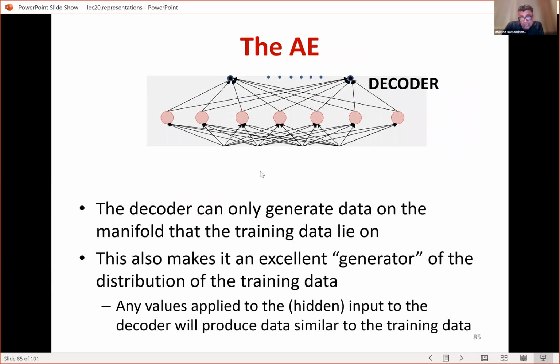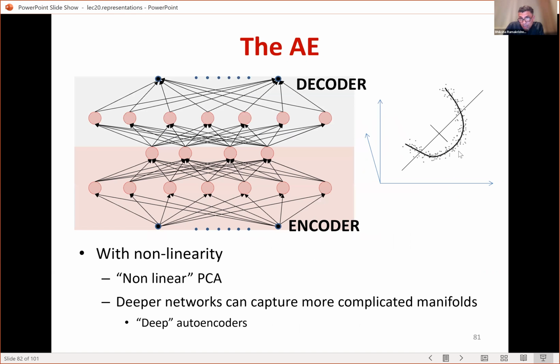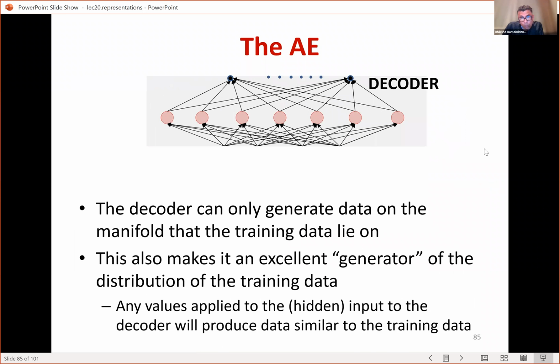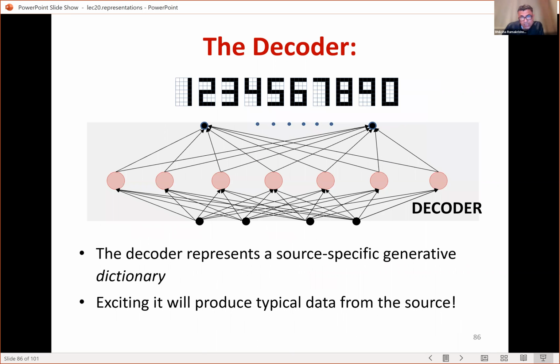And now, when it's properly trained, the decoder can only generate data on the manifold that the training data lie on. And so this also makes it an excellent generator for the distribution of the training data. Meaning, once I train the network, because the decoder has learned the principal manifold of the data itself, regardless of what you give the decoder, it's going to generate some data on this principal manifold, which you can expect will look like the training data. So for instance, if we trained our autoencoder on digits data, then you took the decoder, regardless of the input that you give it over here, the output is going to end up looking something like a digit. It's going to produce something that's typical of the source.